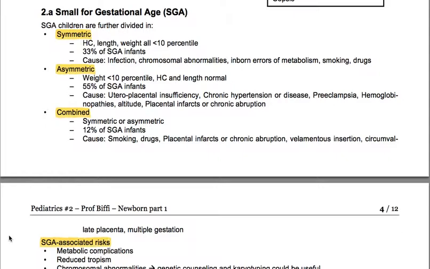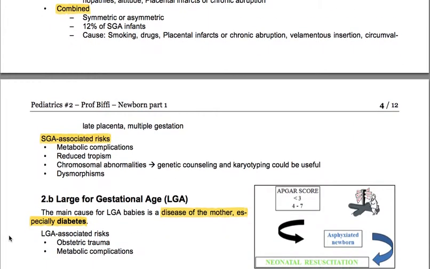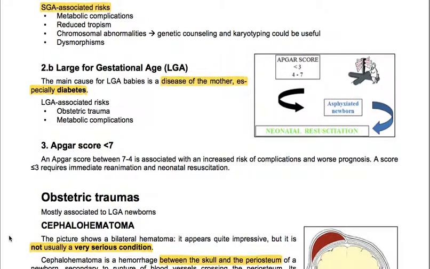They can be combined, so symmetric and asymmetric. There are 12% of small for gestational age infants. The causes are smoking, drugs, placental infarcts, or chronic abruption, velamentous insertion, circumvallate placenta, and multiple gestation. Small for gestational age associated risks are metabolic complications, reduced trophism, chromosomal abnormalities. So we have to do genetic counseling, and karyotyping could be useful, and dysmorphisms.